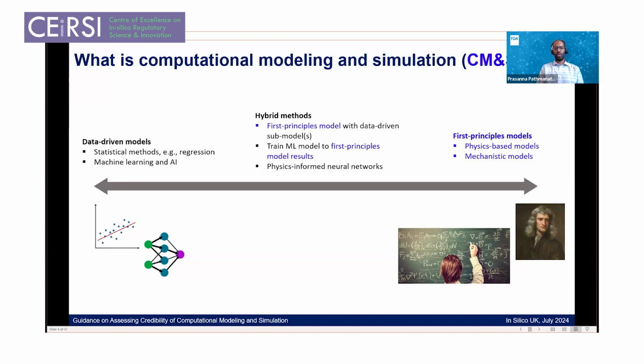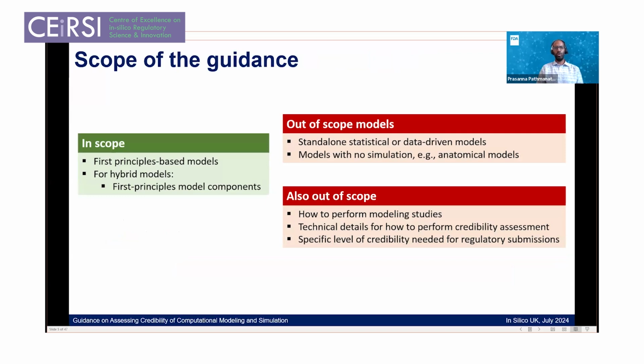And that's the scope of the guidance. So although it is going to be a general guidance, and you'll see as we talk about it that there are aspects of it that could be applicable to AI, to machine learning models and data-driven models, we explicitly stay in the guidance scope section that the scope of the guidance is intended to be just first principle models or first principles based components of hybrid models.